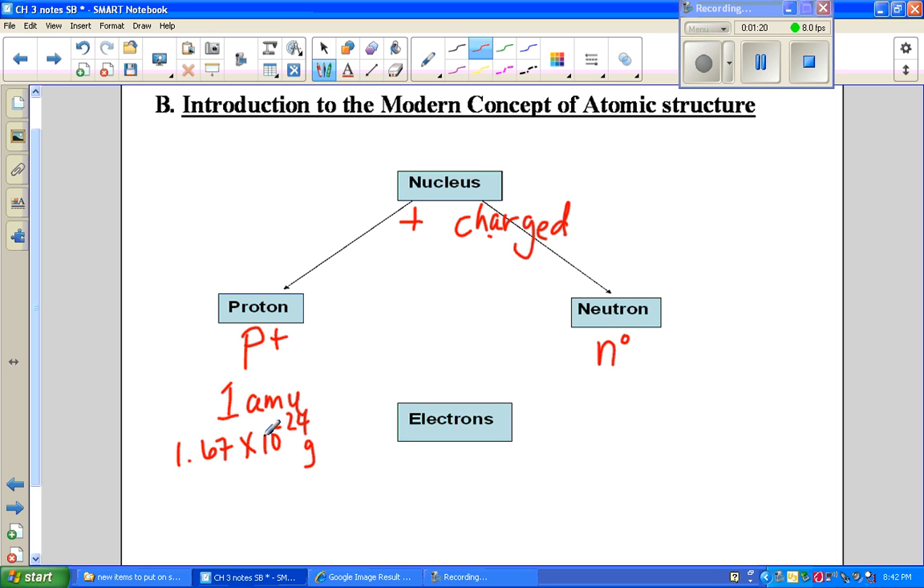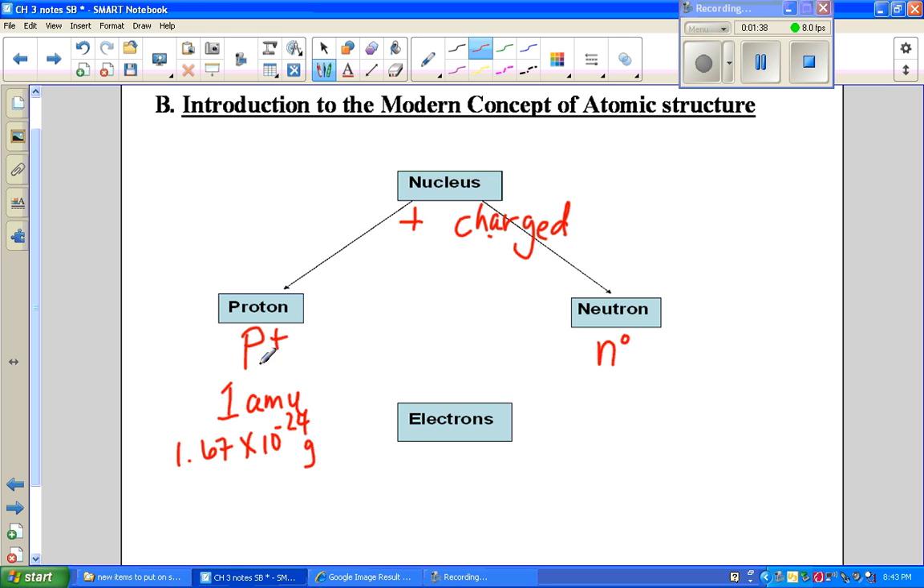Think about that for a second. We know a gram is about the size of a paper clip. Well, if we're talking about 1.67 times 10 to the minus 24th, you can see a proton is incredibly small. And so they have just labeled this as one atomic mass unit. It just simplifies this kind of number.